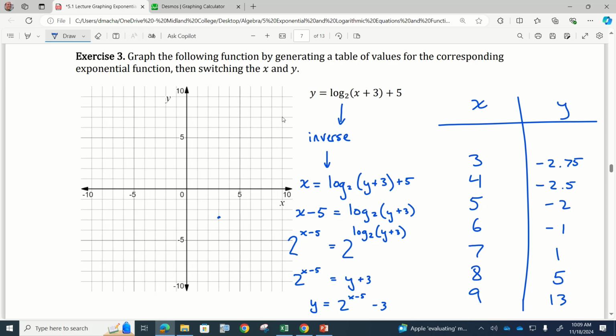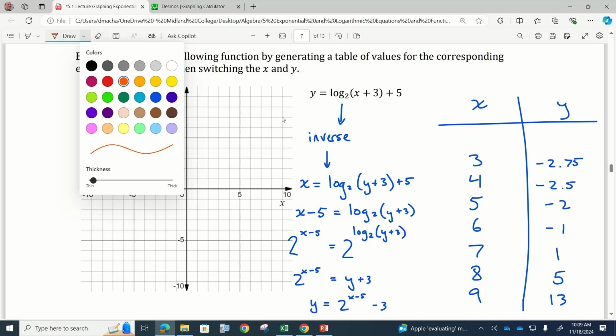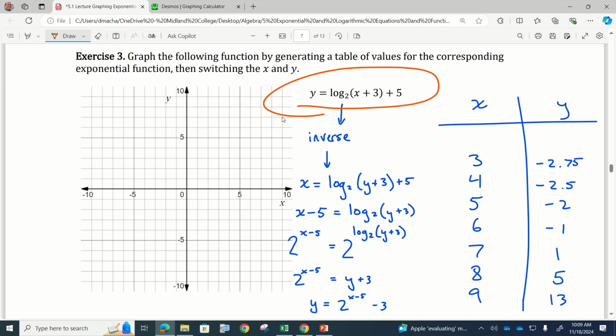But I'm going to start graphing and say, oh, what am I doing wrong? Right now I'm about to graph this exponential function, but that's not what my problem is asking for. My problem is asking for the graph of the logarithm. So I have to change the x into a y and the y into an x.